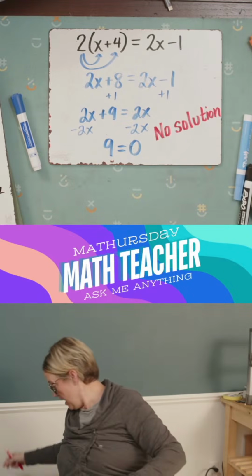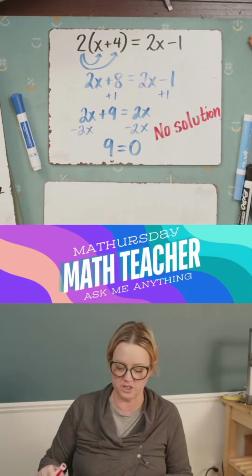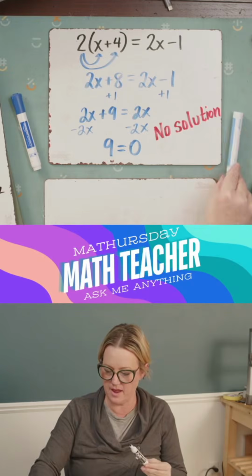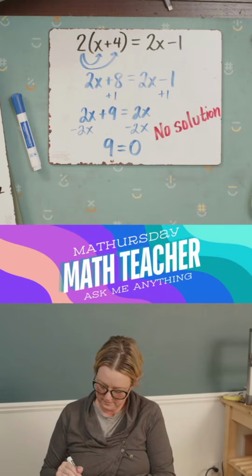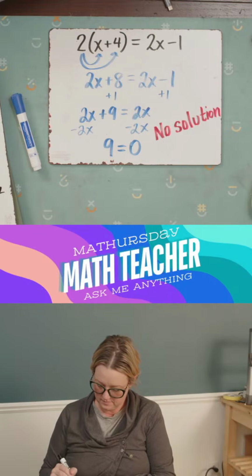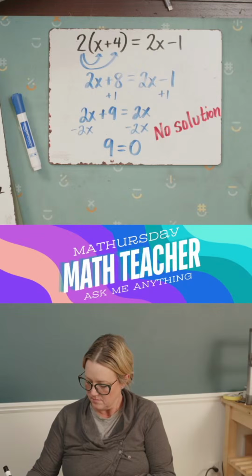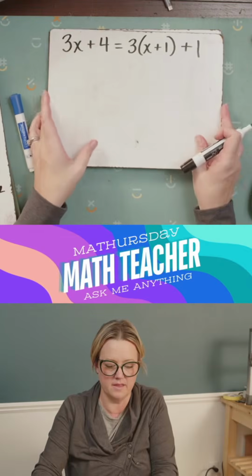Now, the other option that could show up, another kind of weird option with equations, is, let's see if we have something like this.